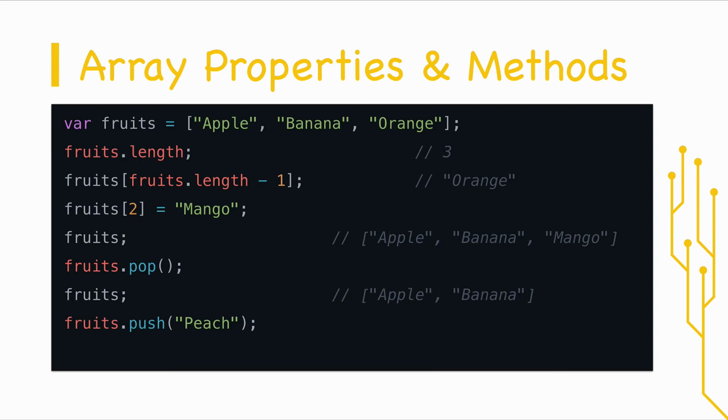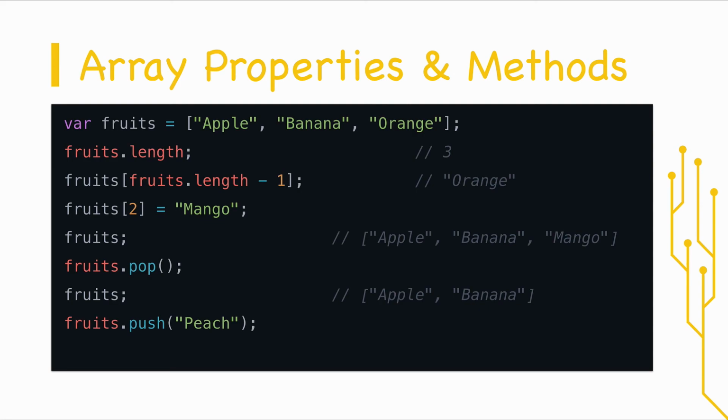So we can test it out by typing in fruits.push and then a pair of parentheses, and inside the pair of parentheses, we type in the value that we want to add at the very end. In this case, we want to add the string peach to the very end of the array. And finally, a semicolon to end the statement. And now we should have the string peach added to the very end of this array.